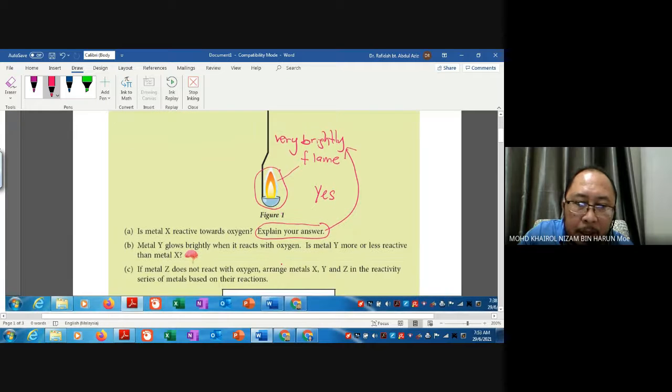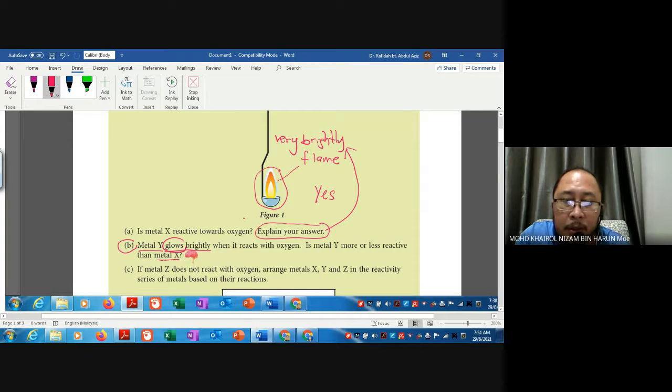B. Metal Y glows brightly when it reacts with oxygen. Is metal Y more or less reactive than metal X?